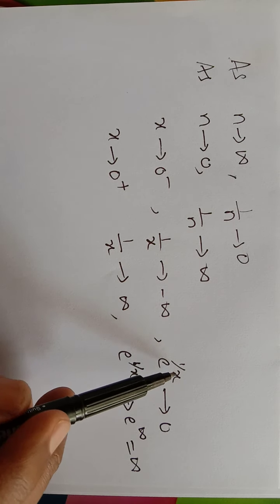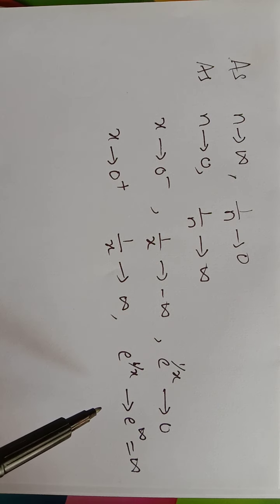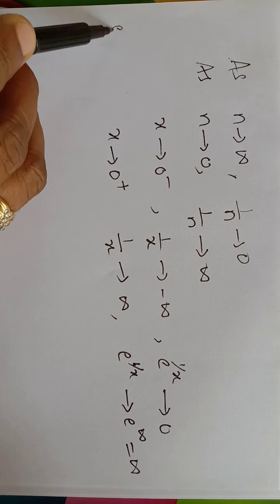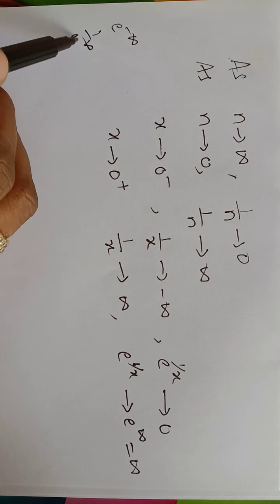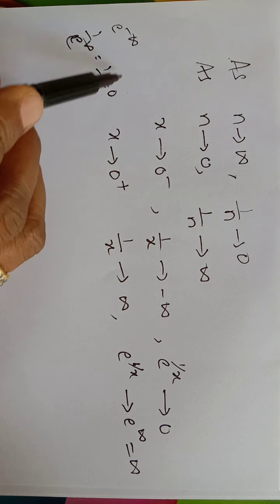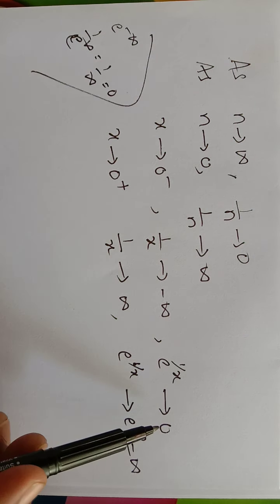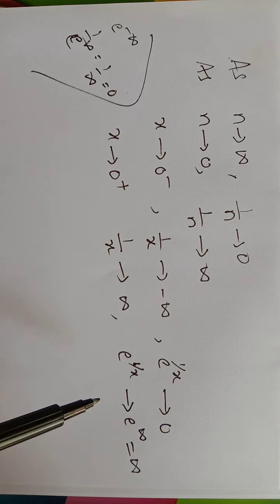So e power minus infinity is the reciprocal of that. E power minus infinity means 1 by e power infinity. So 1 by e power infinity is 1 by infinity, that is 0. So e power minus infinity is 0. E power plus infinity is infinity.